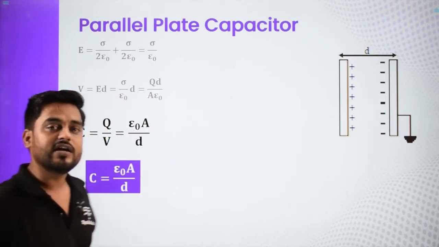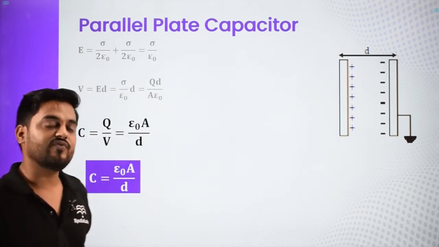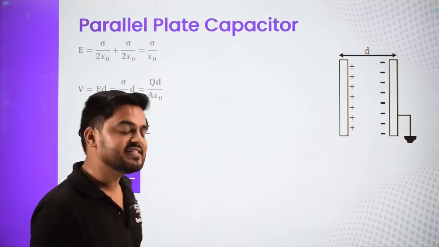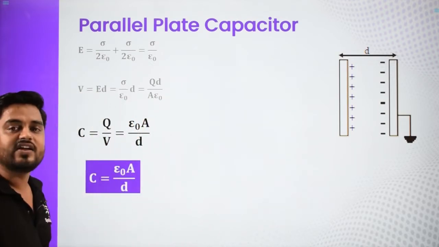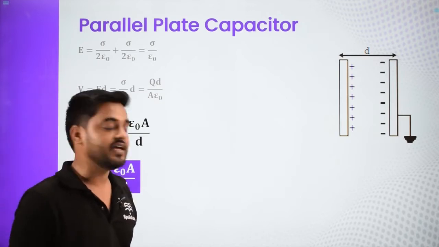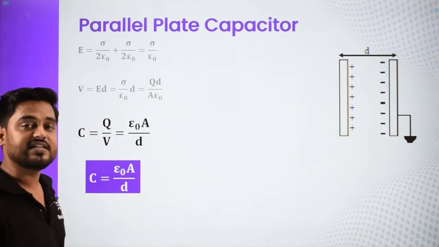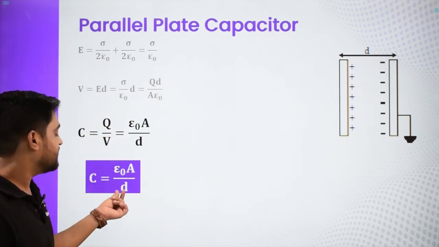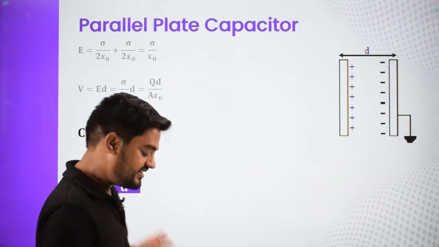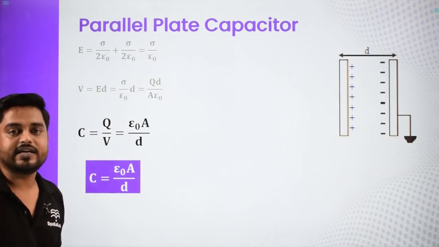Again, what is epsilon naught? Permittivity of free space or vacuum. If we fill in another medium, as of now I am assuming air is there, then we will discuss what happens. A is the area of the parallel plates, or just one plate, not the combined area. So the cross-section area of each plate, and D is the separation between the plates. So this is the capacitance of a parallel plate capacitor.